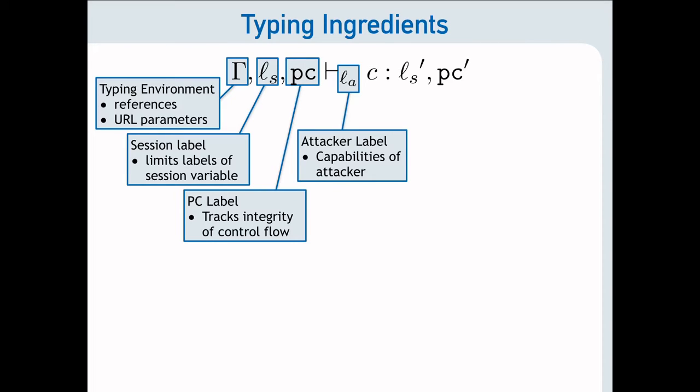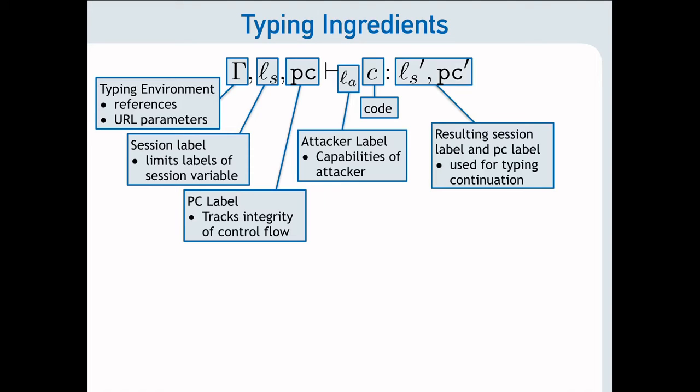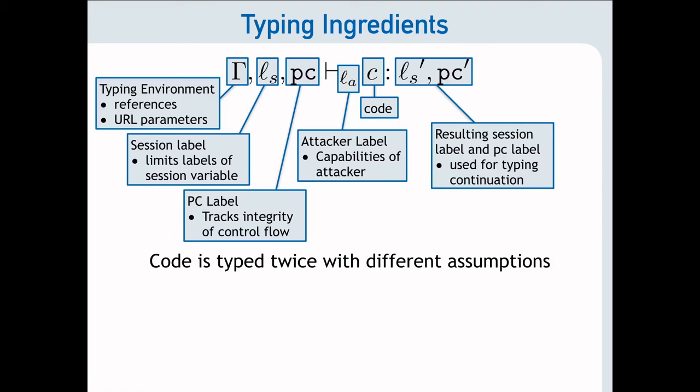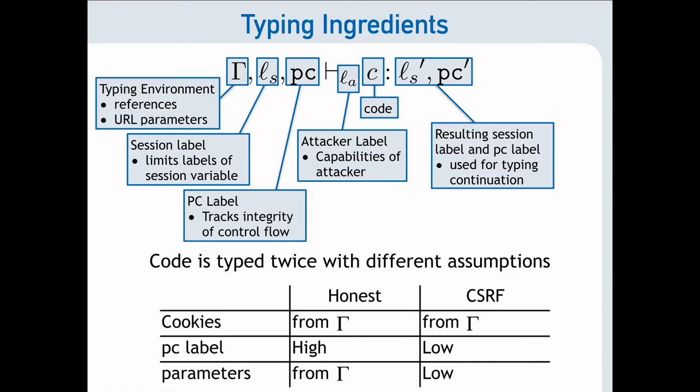The typing is parametric by the attacker label and it tracks the capabilities of the attacker. We have the code that we want to type check. And finally, we have the resulting session label and the PC label that are used for typing the continuation. Also, we have to type the code twice using different assumptions that correspond to two different scenarios. The first scenario is the honest case, where the user just normally uses his browser to interact with the website. And the second case is the CSRF case, where the attacker uses some piece of JavaScript to cause the user's browser to send requests on his behalf to the server.